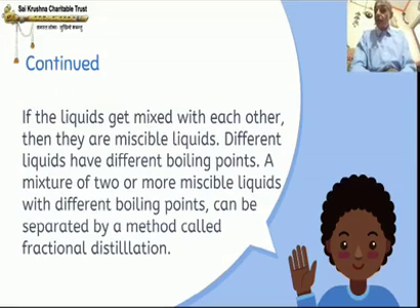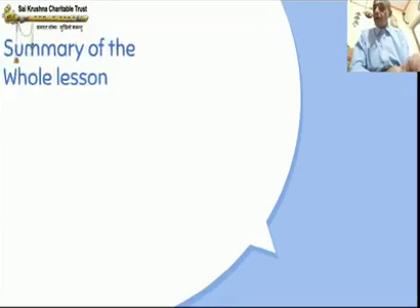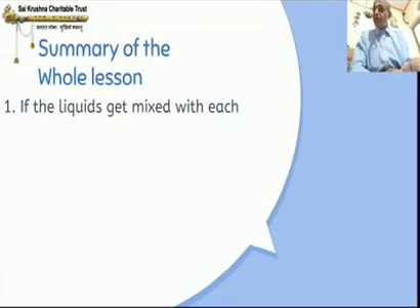Then different liquids have different boiling points. It's not that all the liquids have the same boiling points. The boiling point differs, right? All the liquids will not have the same boiling point. A mixture of two or more miscible liquids with different boiling points can be separated by a method called fractional distillation.